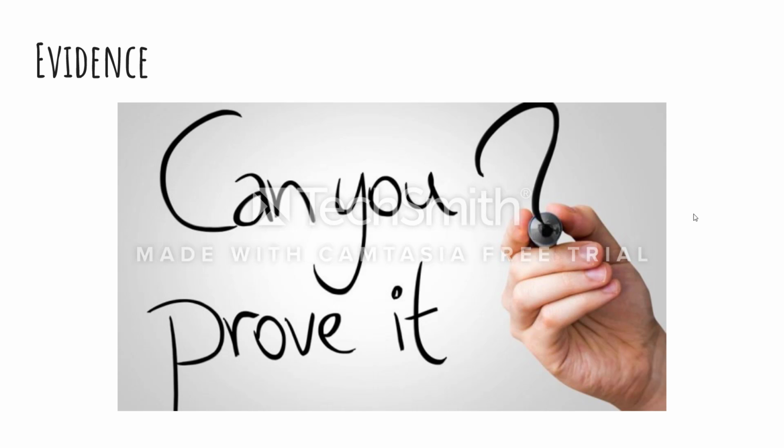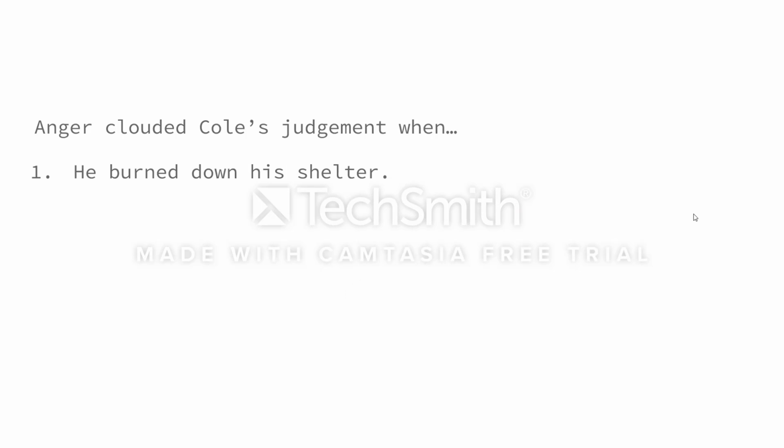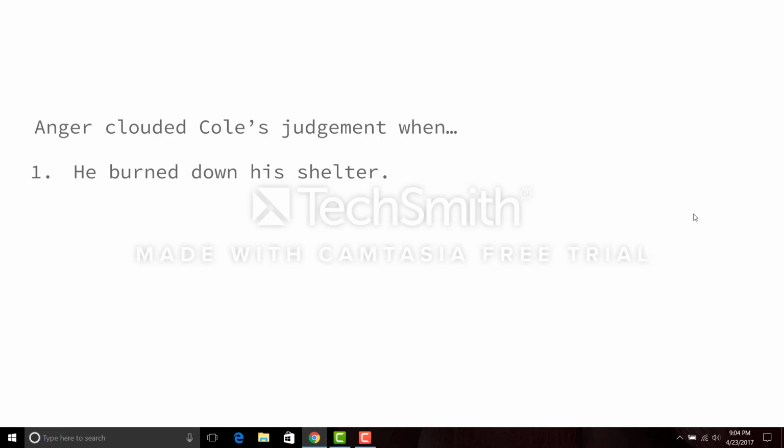So the second part is that we have to be able to prove our theme statement with the text that we used. So if anger clouded Cole's judgment, I have to think of a time when this occurred, and I could say, oh, that occurred when he burned down his shelter when he was on the island. It was the only place he had for safety, had all his supplies and food in it. So we can say, yeah, he burned down his shelter, and that is evidence that anger clouded Cole's judgment.